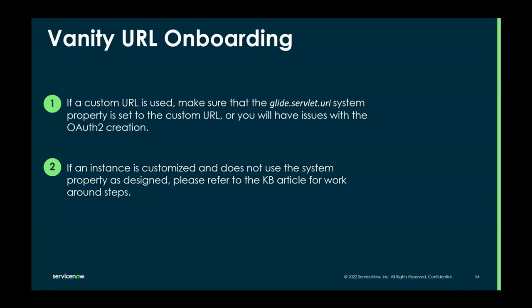We've seen a couple of cases where this glide servlet URI was not used for a customer with a custom URL, something that probably dated back many years, and they wanted to use a workaround for it. There is a KB that details what the business rules and a few script includes are that need to be changed to use a separate property or hard code in the URL. This is done on the provider side for the provider's vanity URL to make sure it matches what they're using, and that's specific to the OAuth 2 registration.